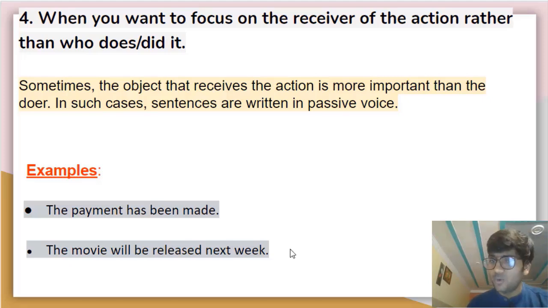If you want to add the doer of the action in the passive voice sentence itself, you can do it. You can say the movie will be released next week by him or her or by the theater. You can do that, but that's not important to us. We generally do not talk about the doer of the action in passive voice. So that's why we are avoiding mentioning it. Okay, that's case number 4.